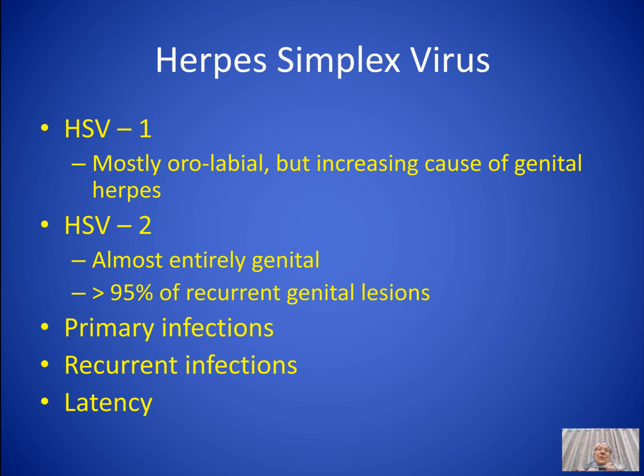Type 1 is commonly associated with orolabial infections of herpes simplex, and type 2 is usually associated with genital infections, but this is not exclusive. You do find HSV type 1 in genital infections, and you also find HSV type 2 in orolabial infections. We usually have a primary infection, which is very acute and associated with a lot of symptoms. It always needs treatment, and following this, once it's cleared, you might get recurrent infections.